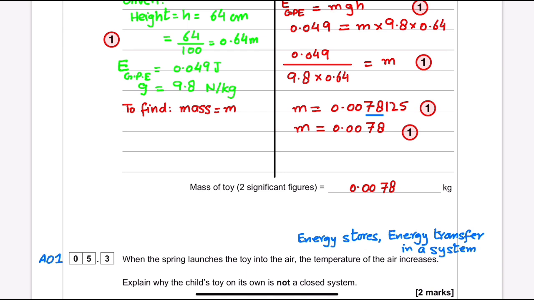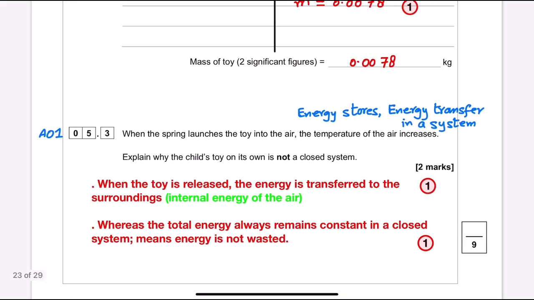But if you look into the statement of the question, when the toy is released in the air, the temperature of the surrounding air is increasing. It means the energy is converted into the energy of the surrounding air. Let's see the model answer. When the toy is released, the energy is transferred to the surrounding air, meaning the internal energy of the air, whereas the total energy always remains constant in a closed system, meaning energy is not wasted. The marks distribution is given on the right side of the question.